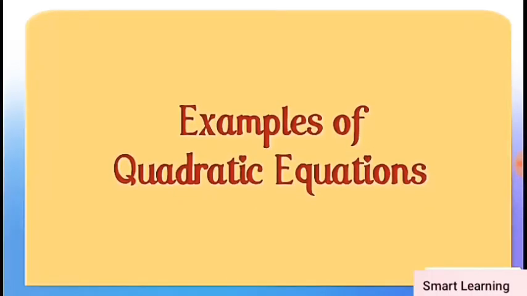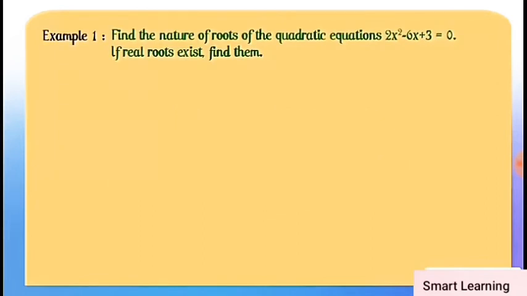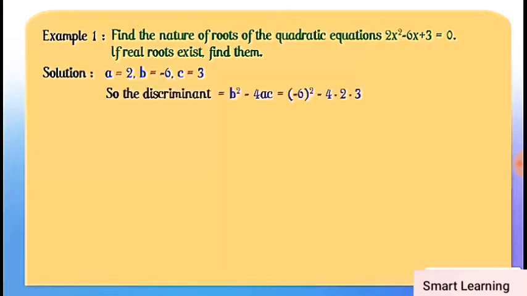Examples of quadratic equations. Let's take an example. Find the nature of roots of the quadratic equation 2x squared minus 6x plus 3 equal to 0. If the real roots exist, find them. Let's solve this. Here, a is equal to 2, coefficient of linear term b is equal to minus 6, and constant term c is equal to 3. So, the discriminant is equal to b square minus 4ac is equal to minus 6 square minus 4 into 2 into 3 is equal to 36 minus 24 is equal to 12 greater than 0.